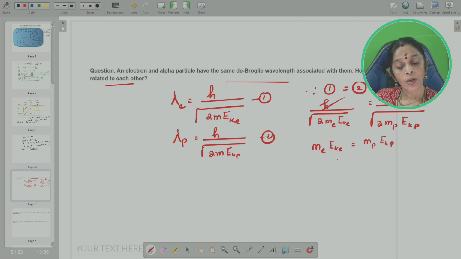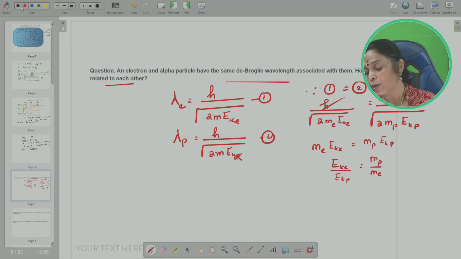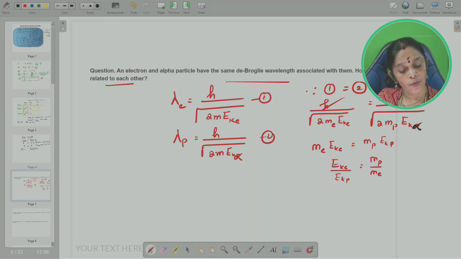So therefore, kinetic energy of electron divided by kinetic energy of proton is equal to what? mp divided by me. That is mass of the alpha particle divided by mass of the electron. P represents the alpha particle. So if you want, just change it to alpha. Wherever P is there, I am changing it to alpha. I had represented it as P, now I am changing it to alpha.